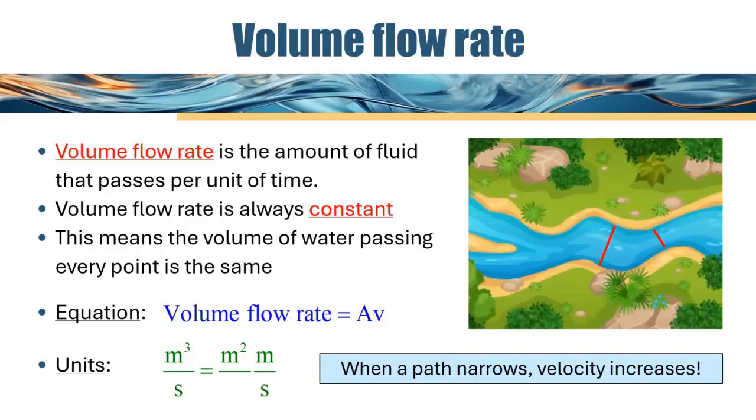A cross-sectional area, pretend if you had a pipe and you sliced that pipe in half, the open part of the pipe would be a circle. That would be pi r squared. And so the units for area would be meters squared, and the units for velocity would be meters per second. And you can see that when you take AV and you multiply it, you will get the units of volume flow rate.